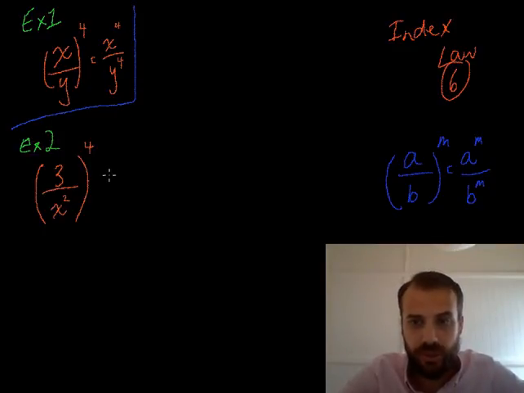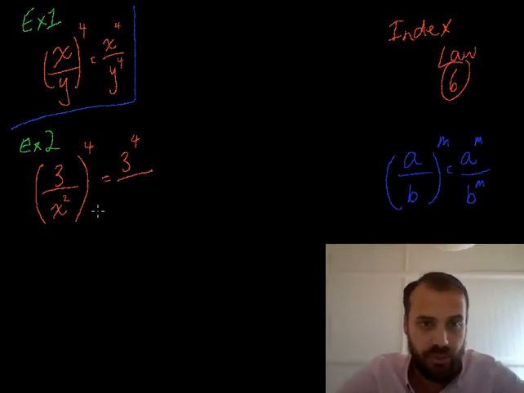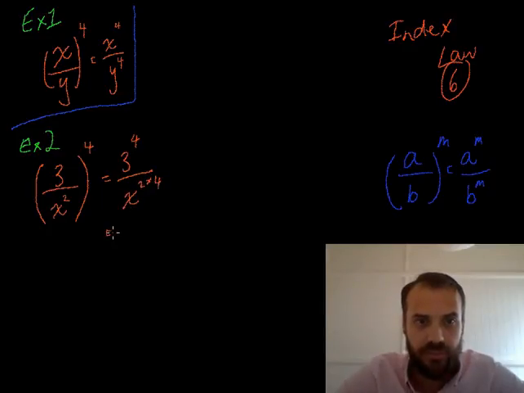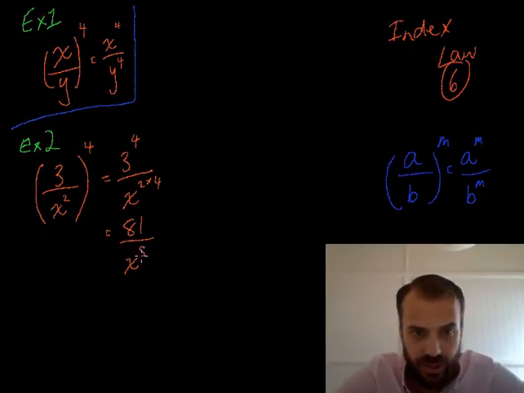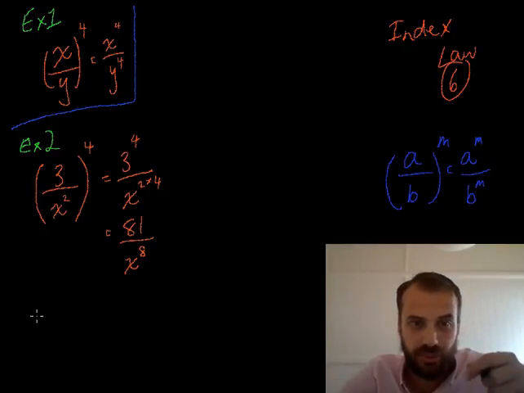Another example. So I've combined a few ideas in this one. (3 divided by x squared) all to the power of 4. Now, that's going to be the top to the power of 4, 3 to the power of 4, divided by (x squared) to the power of 4. And you should remember that index law 4 will tell you that (x squared) to the power of 4 is going to be x to the power of 2 times 4. So what we end up with is 3 to the power of 4, on your calculator, 81, over x to the 2 times 4, which is x to the 8. Alright, so an example there of combining a couple of laws.